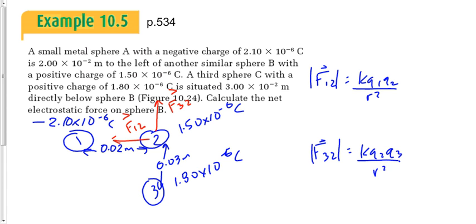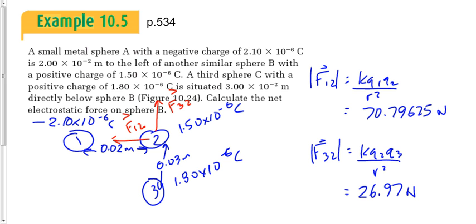Does anybody have the value of F12 here? 70.79625 newtons. Everybody agree with that? Okay, thank you. And what's the value of F32? Don't forget to square the distance, right? 26.97 newtons. Agree? Okay, good. Now what?